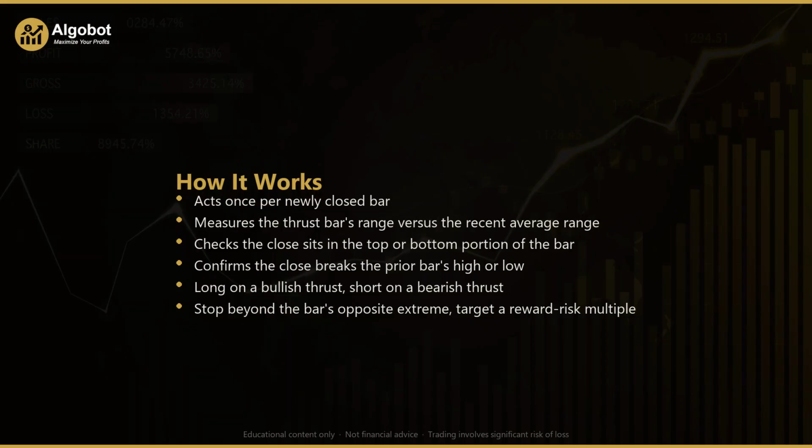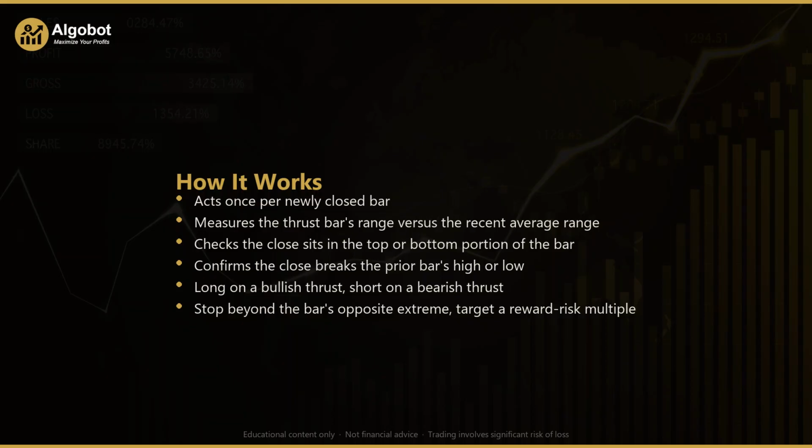Next comes the closing range location. The strategy calculates where the close sits inside the candle's range. For a long, the close must land within the top portion of the range, defined by the close location percent input, which defaults to 70%. That proves the close was genuinely pushed toward the high, rather than finishing in the middle like an indecisive candle.